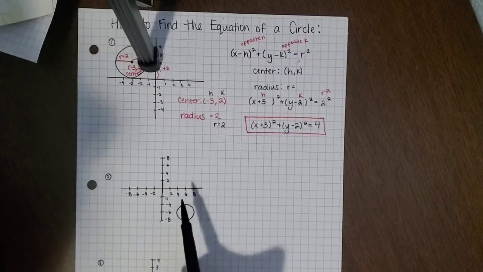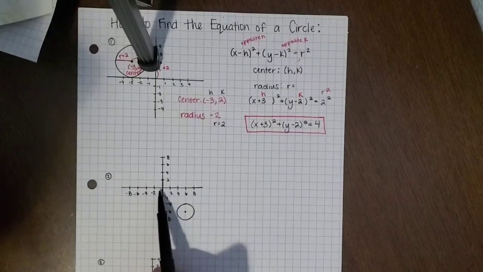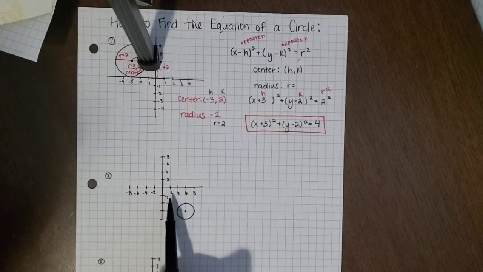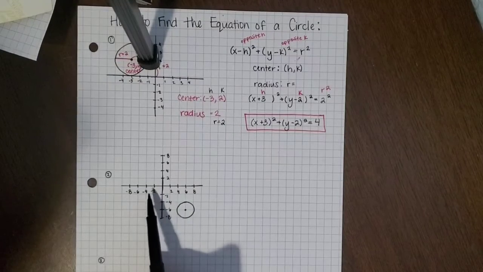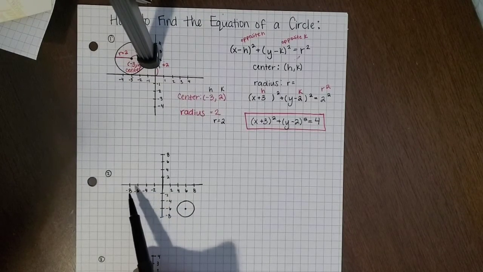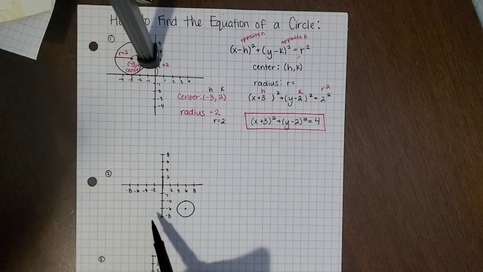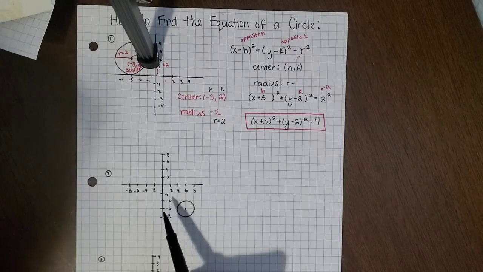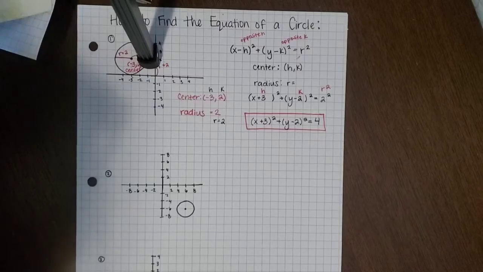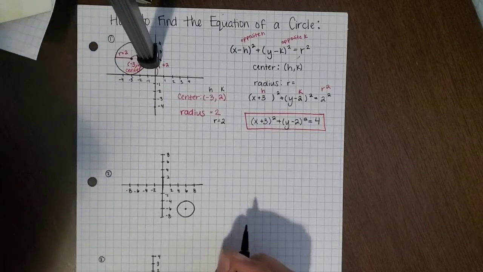Okay, so this one, my units here, every time I jump, it's going to be by 2. This is 2, 4, 6, 8, 2, negative 2, negative 4, negative 6, negative 8. Same if I go up or down.